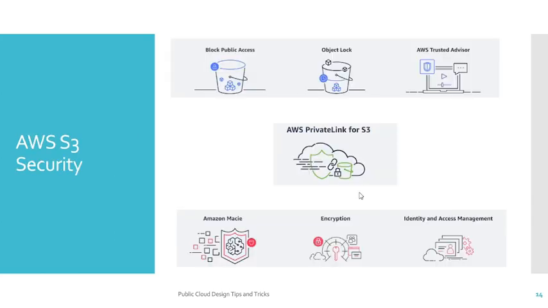Now S3 security. All the features that we understood here, like block public access, AWS Trusted Advisor, and Object Lock, with these you can enable the security layer. And if you want a network security layer, you can use the AWS PrivateLink service for S3, with which you can restrict complete access to your S3 bucket. So if you want to understand more about the PrivateLink service, please follow my previous video where I have explained how PrivateLink helps to connect securely to S3 from your private organization.